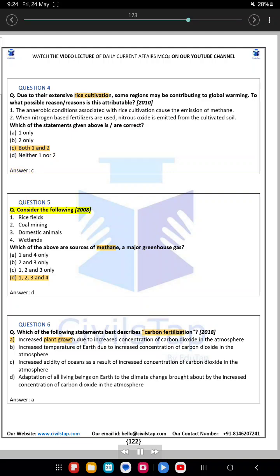Question 5. Consider the following. 2008. 1. Rice fields. 2. Coal mining. 3. Domestic animals. 4. Wetlands. Which of the above are sources of methane, a major greenhouse gas? A. 1 and 4 only. B. 2 and 3 only. C. 1, 2 and 3 only. D. 1, 2, 3 and 4. Answer D.